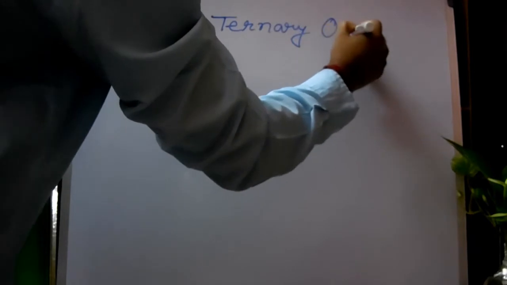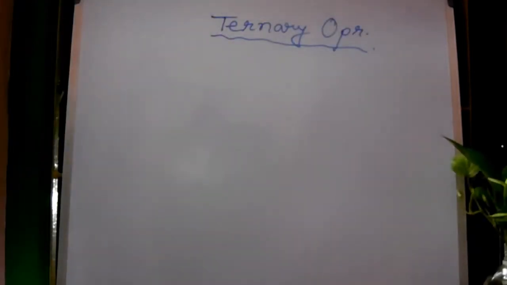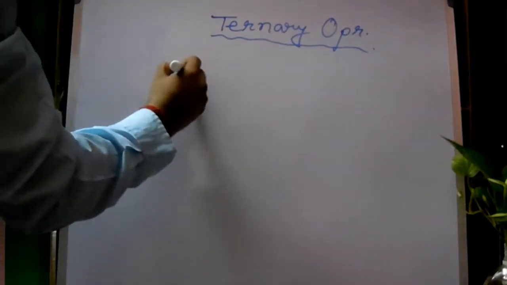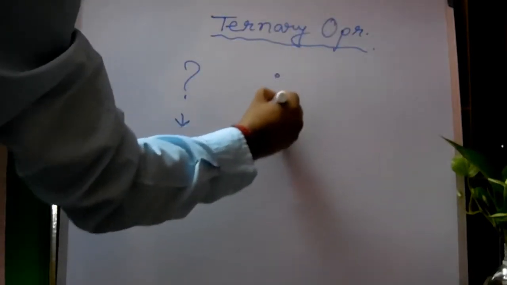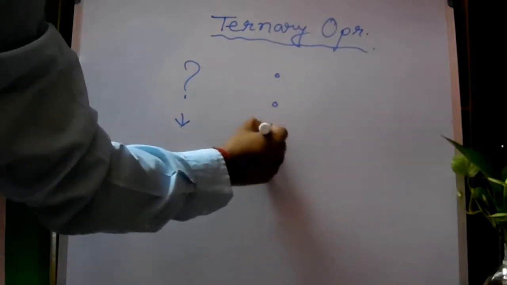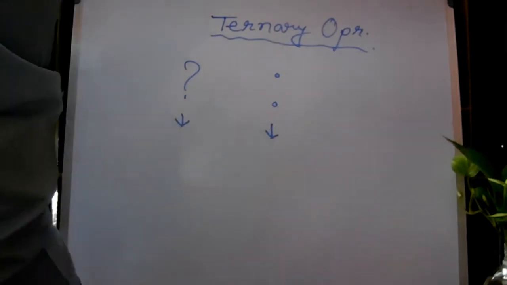Ternary operator. There are two fixed operators present. One is the question mark, and the second one is the colon. First one is the question mark, second one is the colon.